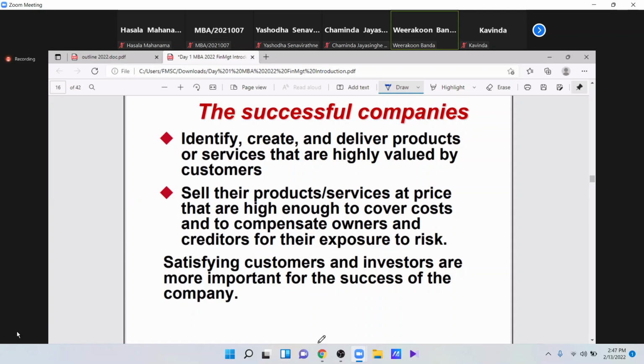Satisfying customers and investors is more important for the success of the company. Through their services and product delivery, ultimately they have to satisfy their customers. They have to satisfy their investors and shareholders. They have to satisfy their employees. They have to compensate the government by paying their taxes regularly and on time. Then that is a successful company.